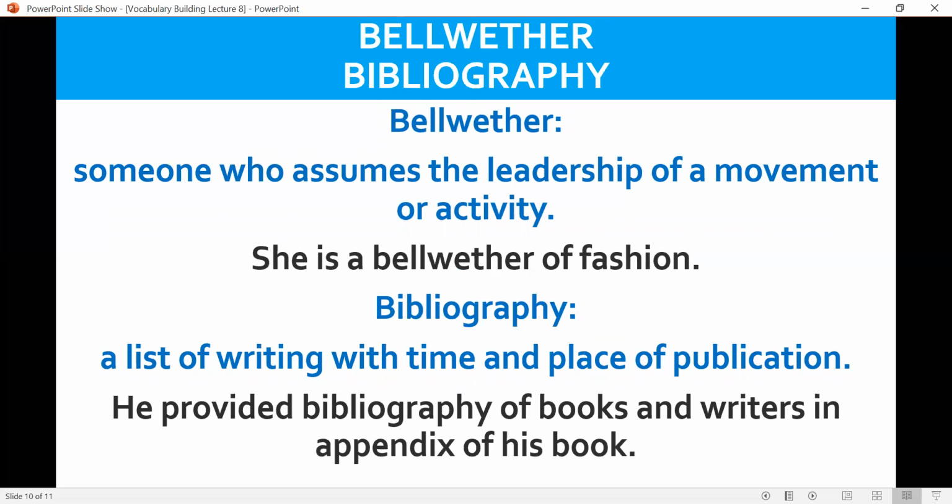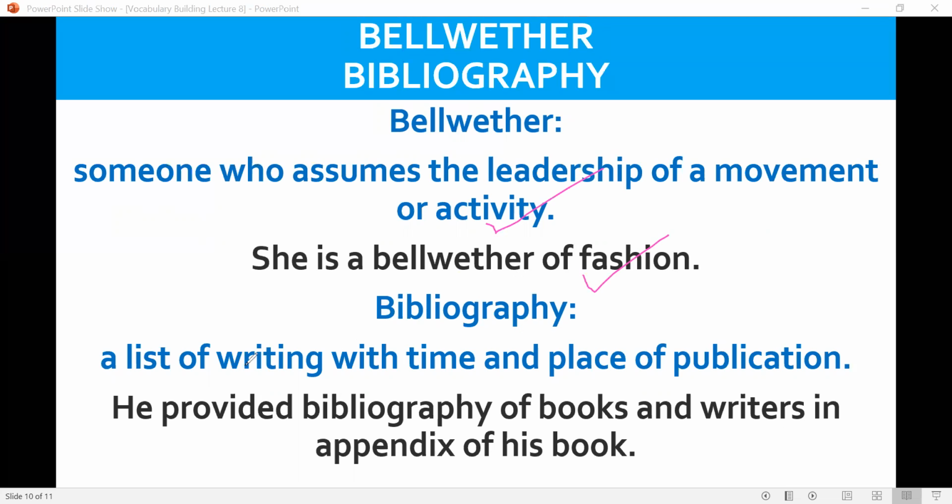Bellwether and bibliography. Bellwether, someone who assumes the leadership of a movement or an activity. Some leader, some patron. He's a bellwether of fashion. He's a patron of fashion or a leader in the industry of fashion.